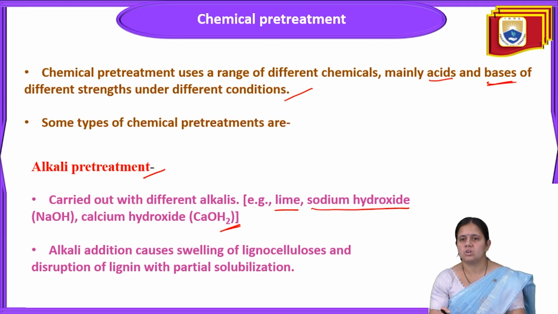Alkali addition causes swelling of lignocellulose and disruption of lignin with partial solubilization. So chemical pretreatment uses a range of chemicals like acids and bases of different strength under different conditions, and for alkali, lime, sodium hydroxide, and calcium hydroxide are used.